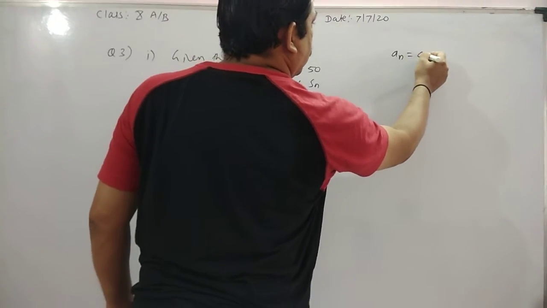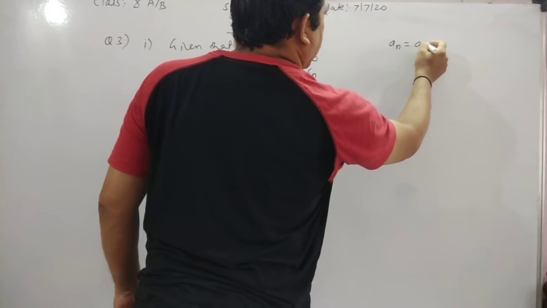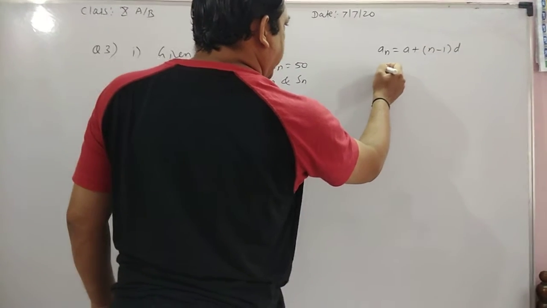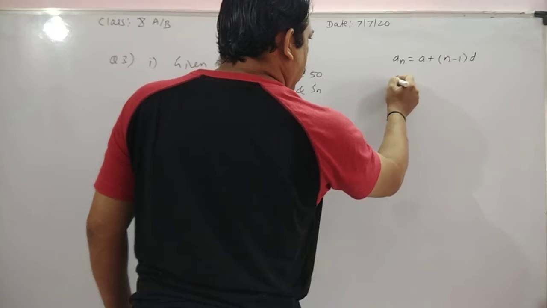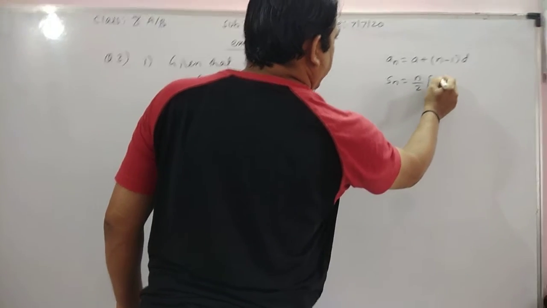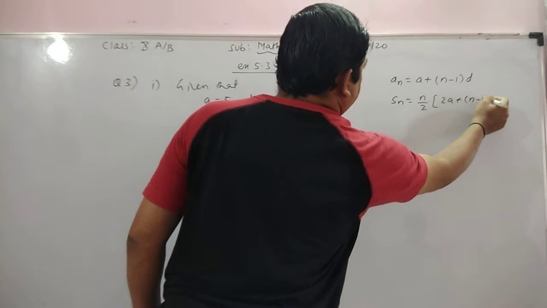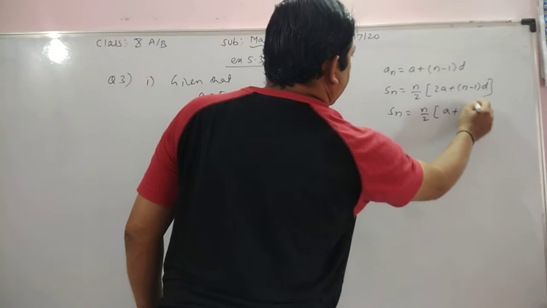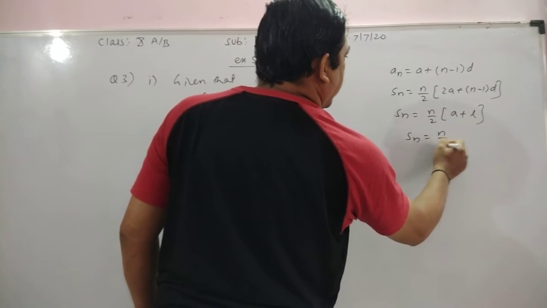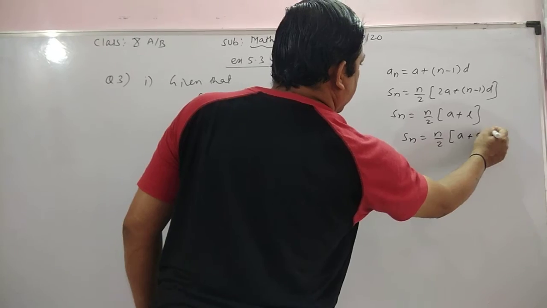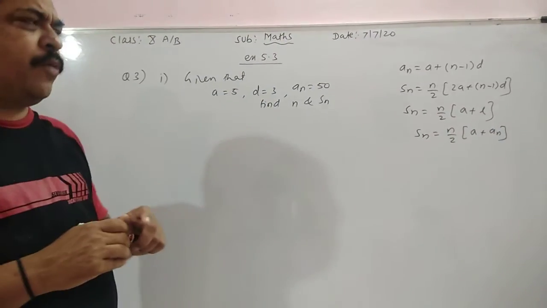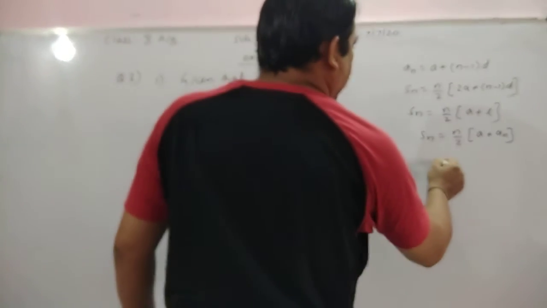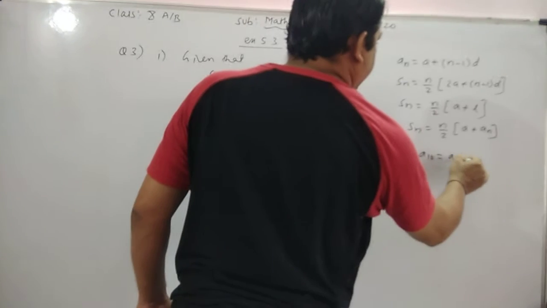AN is equal to A plus N minus 1 into D. Then SN is equal to N by 2 into bracket 2A plus N minus 1 into D. SN is equal to N by 2 into A plus L. In another way, N by 2 into bracket A plus AN, where AN is the last term and A is the first term. By using this simple formula, just like A10 is equal to A plus 9D.